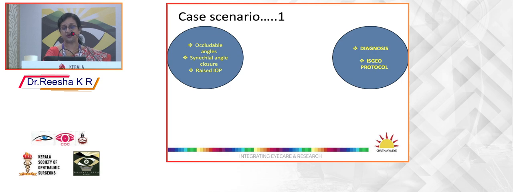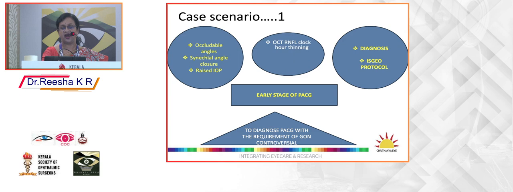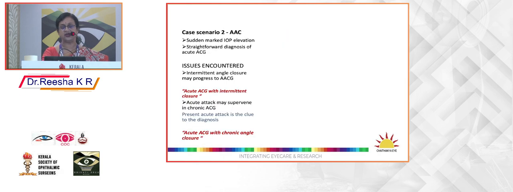Some of the case scenarios in daily practice which highlight some of the controversies: all of us see patients with raised IOP and occludable angles and synechial closure and a seemingly normal disc. According to the ISGEO protocol, you would call it a PAC. But if you investigate and you see that the individual has OCT clock hour thinning, as well as a normal field, the diagnosis shifts and gets reframed to an early stage of PACG. So to diagnose PACG with the requirement of glaucomatous optic neuropathy alone is controversial.